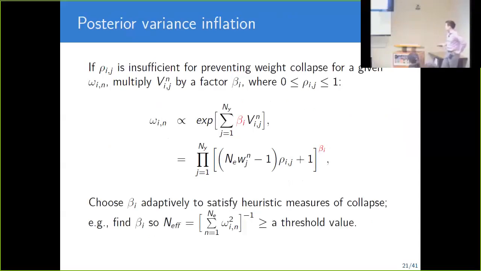One nice property about this is that you can choose beta to adaptively satisfy some heuristic measure of collapse. For example, one thing we look at a lot when judging whether a sample has a diverse set of solutions or not is the effective ensemble size. The effective ensemble size is a way of comparing an unweighted sample with a weighted sample: what ensemble size is the weighted sample representing compared to the unweighted sample? So you can choose a beta that satisfies some threshold value for the effective ensemble size. That gives you some control over how much you let your weights collapse locally. This is going to act a lot like inflation for ensemble Kalman filters, but it's implemented in a very different way.